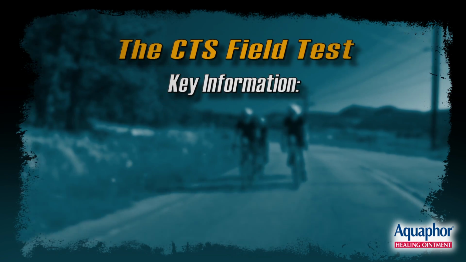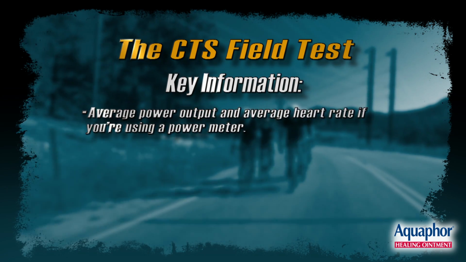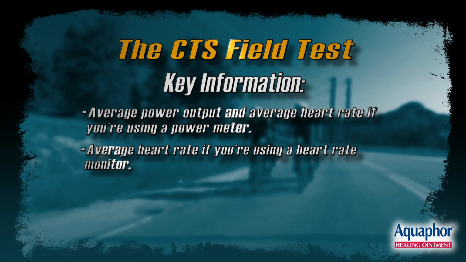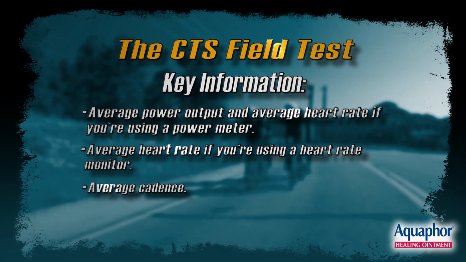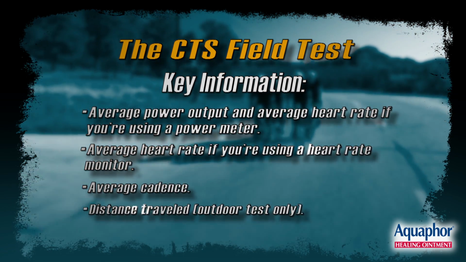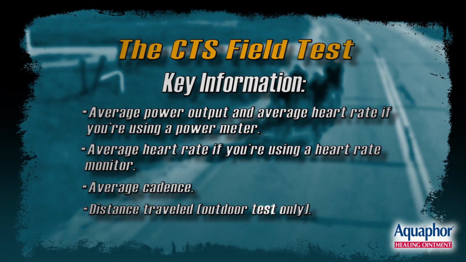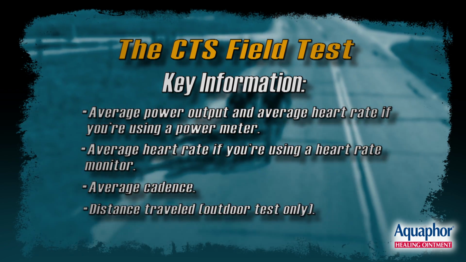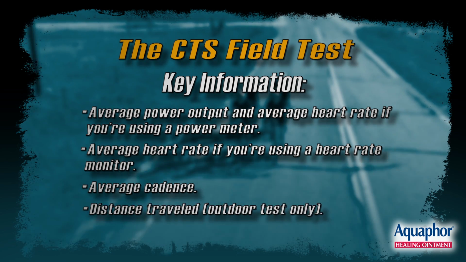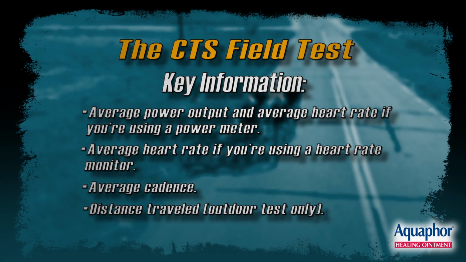The key pieces of information that you want to record after every CTS field test are average power and heart rate if you're using a power meter, average heart rate if you're only using a heart rate monitor, and average cadence for each of the 8-minute efforts, and the total distance that you traveled over each 8-minute effort. This information is critical for establishing important training intensities and also monitoring your training to see if we're progressively moving you up the scale of getting stronger and stronger.